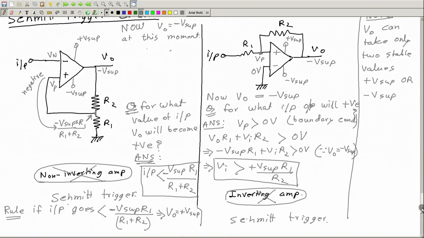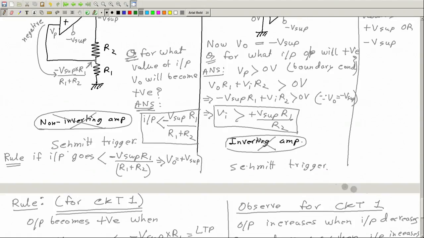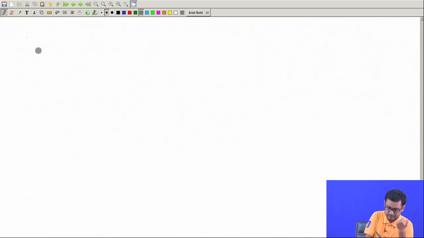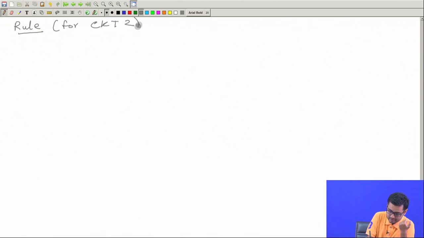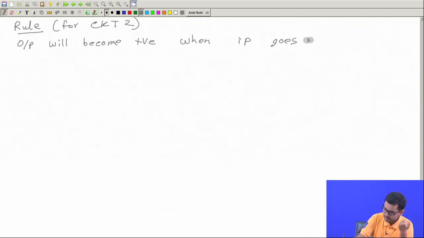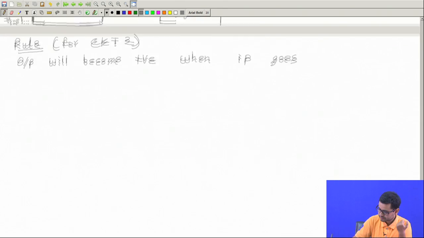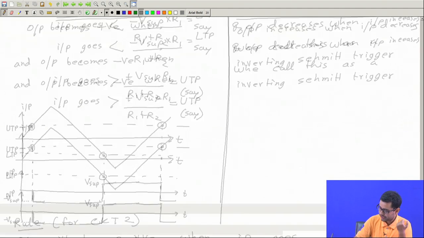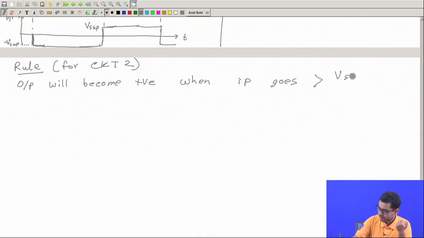Okay. So, let me write the rule for this second circuit, circuit 2. The rule for circuit 2: output will become positive when input goes above V supply R 1 by R 1 plus R 2.